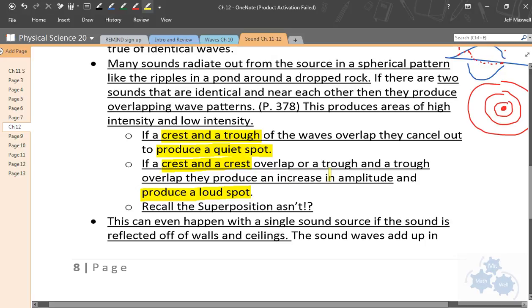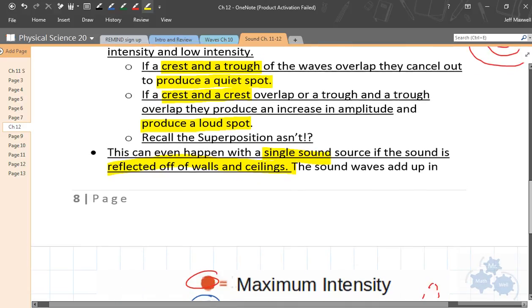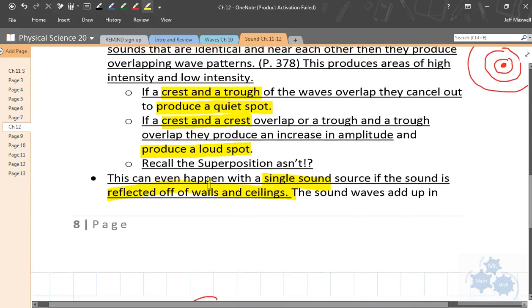So of course this could happen with a single sound source as well. Okay, if the sound is reflected, if there's an echo or if it's reflected off walls or ceilings, then there would be this kind of interference as well. Okay, so you could have two sound sources, or you could have one, and with that reflection, that would cause the same sort of thing. Okay, now again, if you don't catch up to the notes here, we can go back.